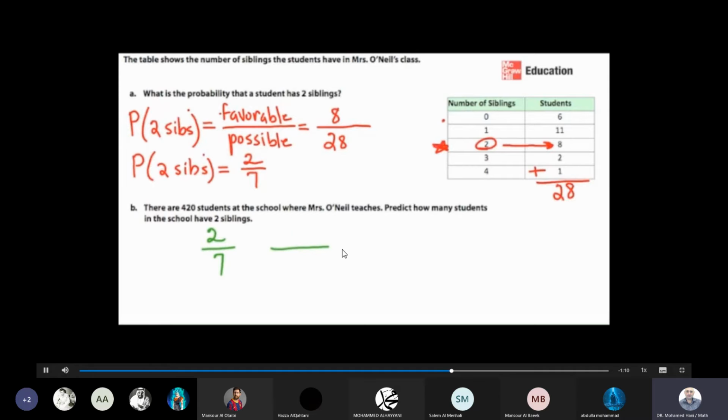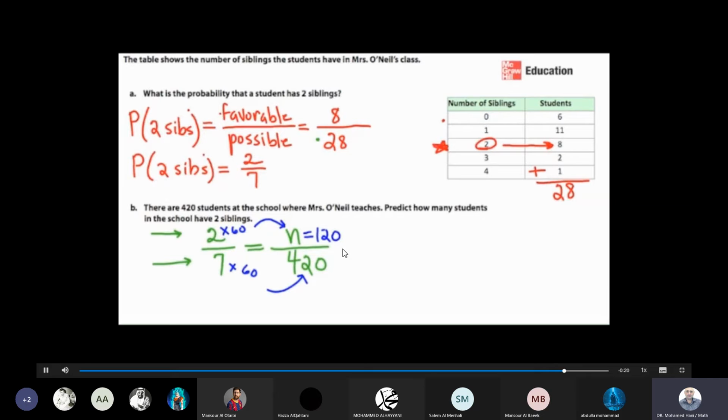Now, in this ratio, we're looking for the number of students in the entire school that have 2 siblings. And the number of students, the total possible, like our 7 and 28 up here, is 420. So in both cases, we're comparing favorable over total. So we have 2 equal fractions. We know that 7 times 60 is equal to 420. So multiplying the numerator by 60 as well, we get 120.